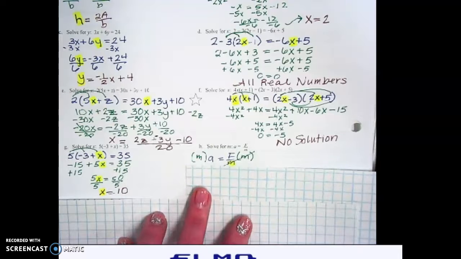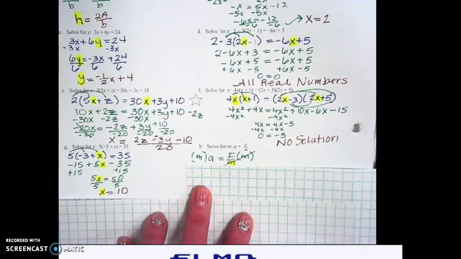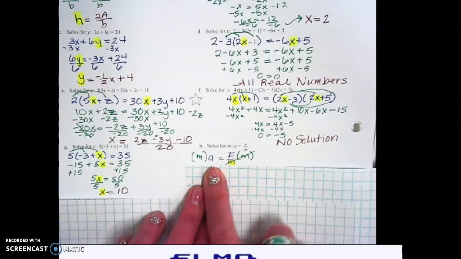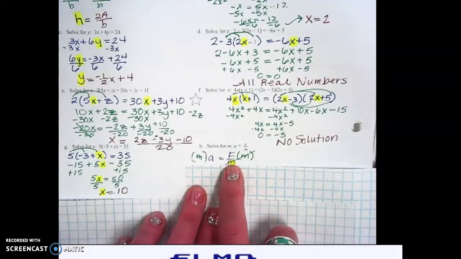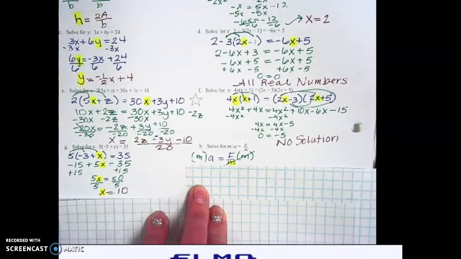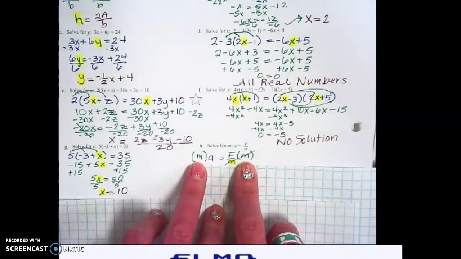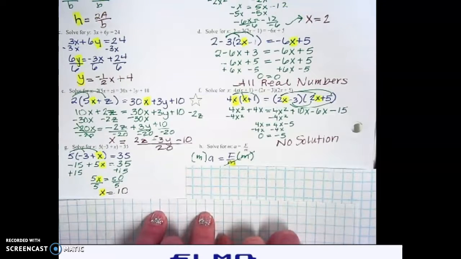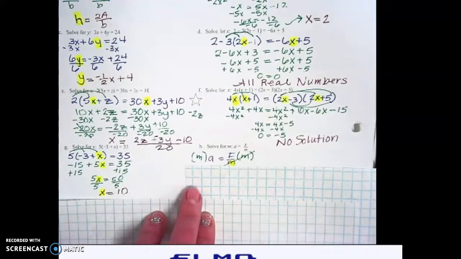Jump over to H. On H, they want us to solve for M. And the original equation is A equals F over M. So that M is where? Numerator or denominator? Denominator. If the variable you want to solve for is in the denominator, you want to get it out of there. The way to get it out of there is to multiply by what's there. So I'm going to multiply both sides by M, so that it cancels and moves out of the denominator.